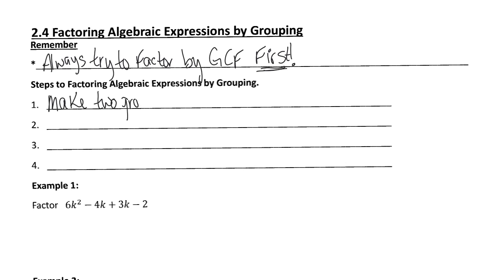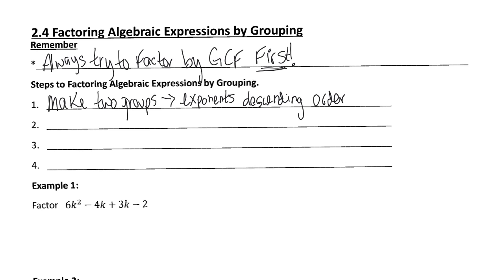What's important to remember before you can make those two groups is that your exponents have to be in order. So the exponents have to be in descending order. Your exponents have to be in descending order, or otherwise you can't factor by grouping. Therefore, it's pretty much impossible.